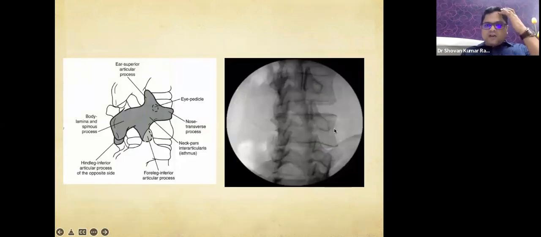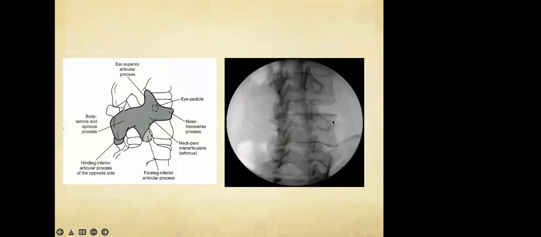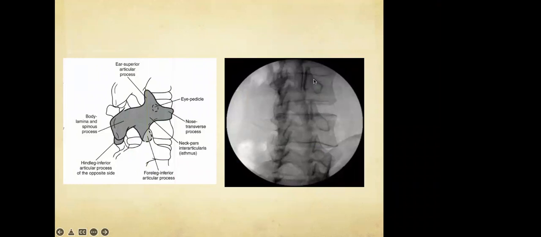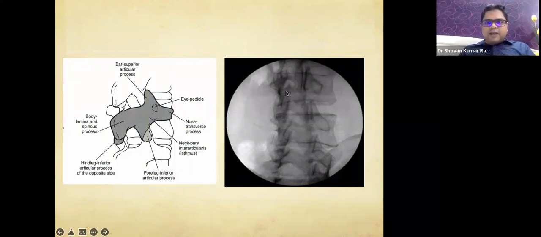So what is a Scotty dog? How is it formed? Can you imagine that this is the Scotty dog that we are talking about? This is the eye that is formed by the pedicle. The superior articular process forms the ear, and the body is formed by the lamina and the spinous process, and these are the hind legs, and the anterior legs are formed by the inferior articular process, and this is the nose.